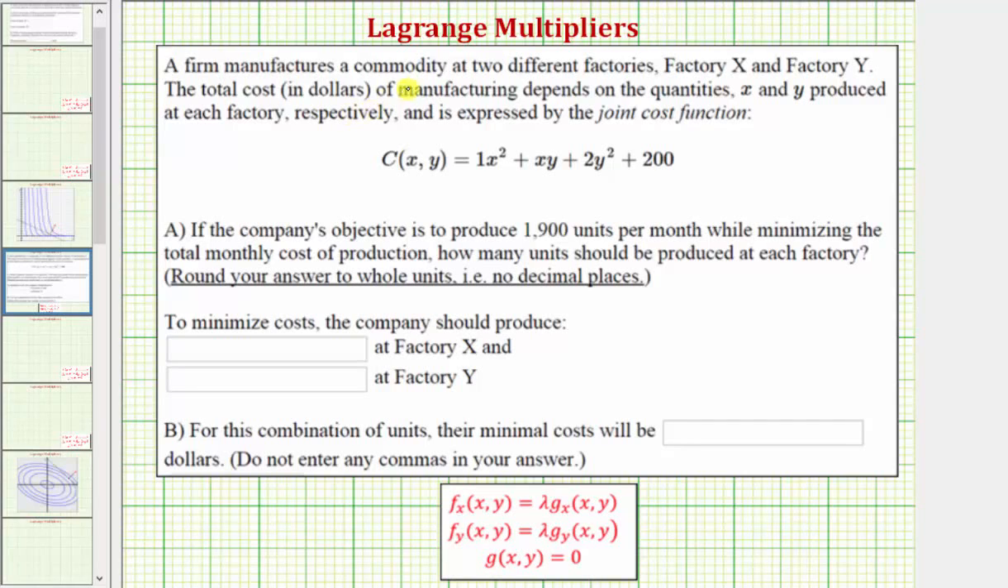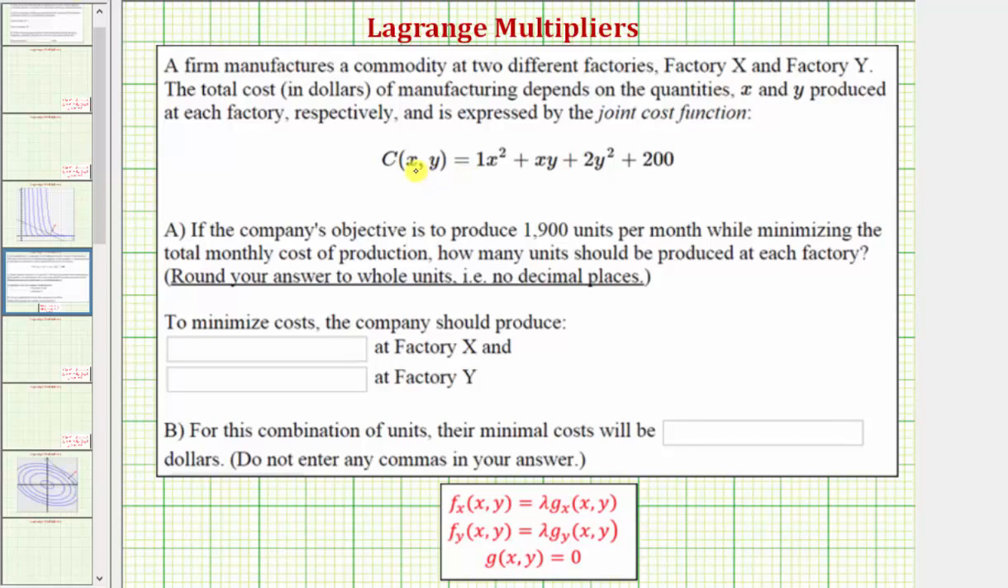A firm manufactures a commodity at two different factories, Factory X and Factory Y. The total cost in dollars of manufacturing depends on the quantities X and Y produced at each factory and is given by C of X, Y. If the company's objective is to produce 1,900 units per month while minimizing the total monthly cost of production, how many units should be produced at each factory? And then for this combination of units, what is the minimum cost?